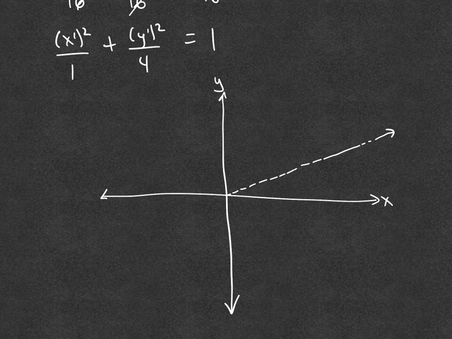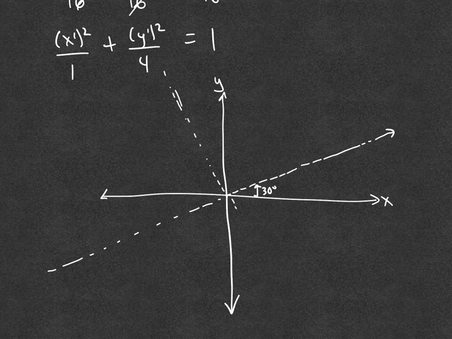So what we're going to do is rotate the x-axis 30 degrees and the y-axis 30 degrees. And when we make those rotations, this then becomes the x-primed axis, this becomes the y-primed axis, after we've rotated both of them 30 degrees.